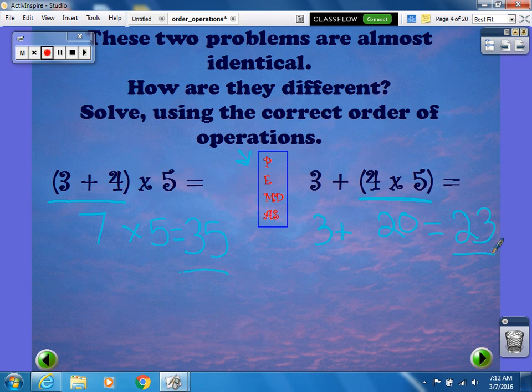Which means that the order of operations can change the answer to a problem. So you need to make sure you remember, please excuse my dear Aunt Sally, and solve in the correct order. Throughout this lesson we will be practicing, and you will be doing some classwork also on your own.